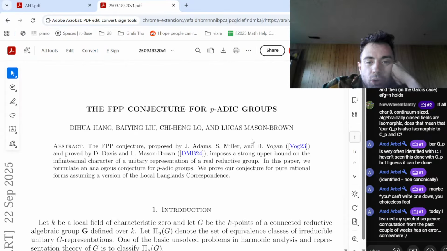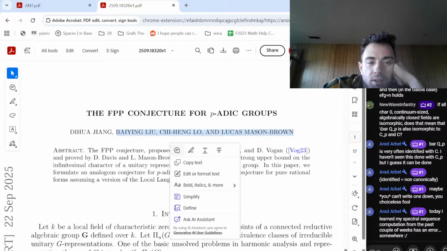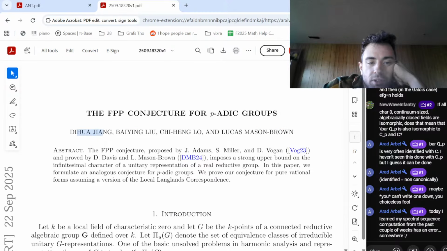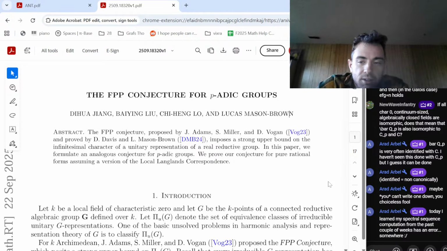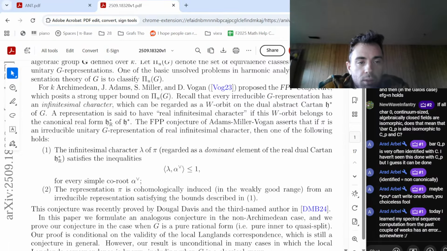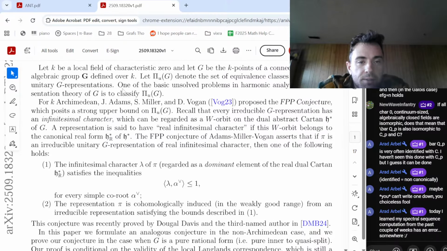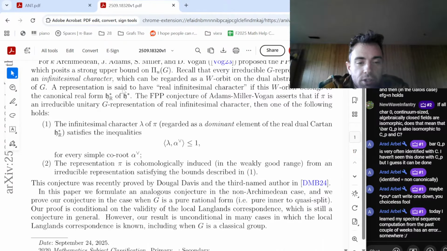This is a cool paper. Also, I was thinking about going through this one. I know these people, but I don't know this person. At least I've never spoken to them in real life, or at least online. But the others I know. And so this seems like a cool little paper here about unitary representations for p-adic groups.